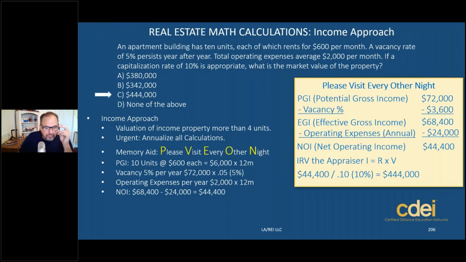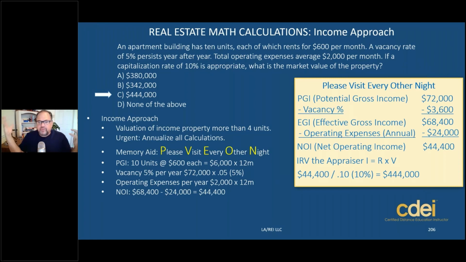Listen, this is a long problem. You have to take your time and go line by line. This is the long version. Now, they may give you a short version where they give you the net operating income in the problem. So if they say an apartment building produces 44,400 as its net operating income and the capitalization rate is 10%, what's the value of the building?